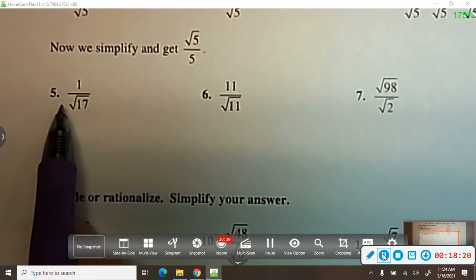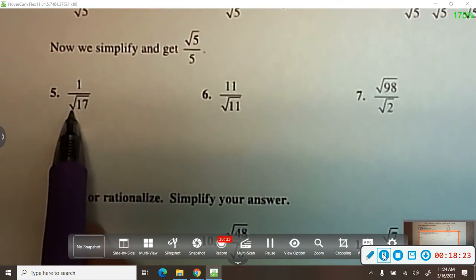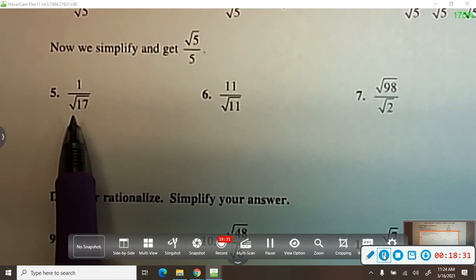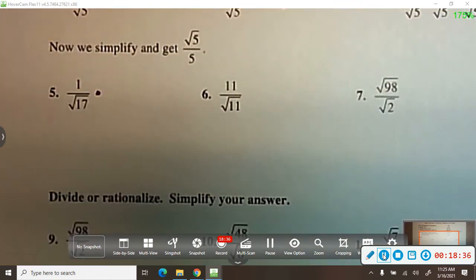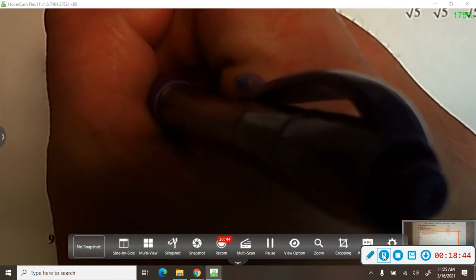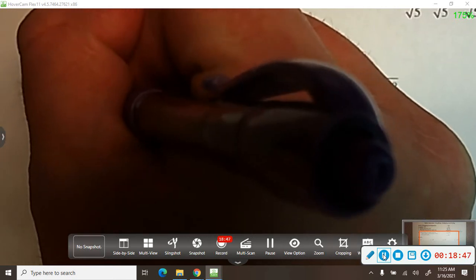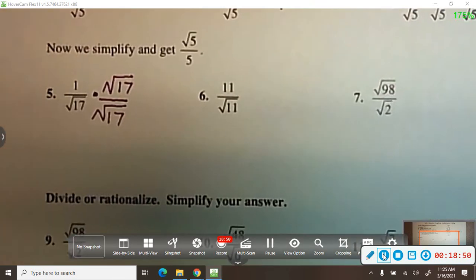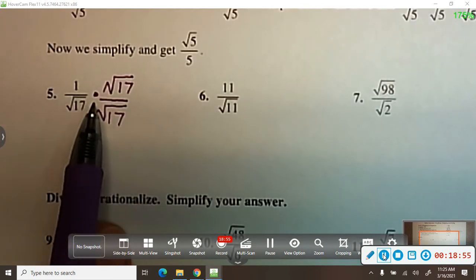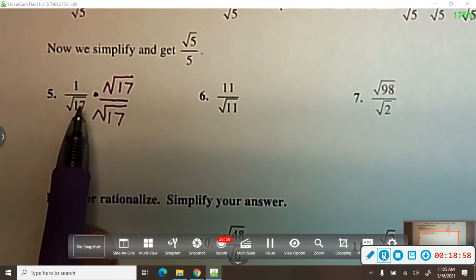So if I have 1 over square root of 17, it is not okay to have square root of 17 in the denominator. So here's the trick. It's not a very hard trick. You multiply by 1. But if you multiply by 1, it stays the same. So instead of 1, I'm going to write this as square root of 17 divided by square root of 17. Square root of 17 divided by square root of 17 is 1. If you multiply by 1, it stays the same, so I did not change it.